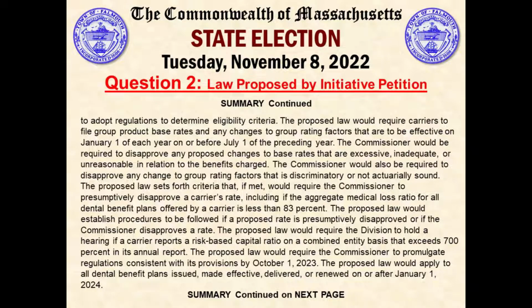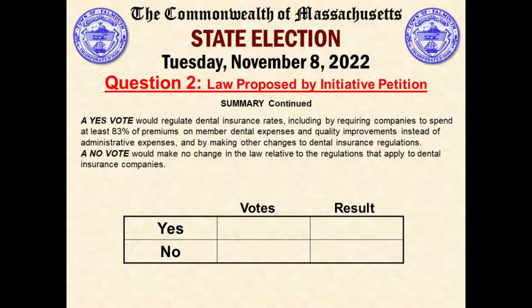The proposed law would require the Commissioner to promulgate regulations consistent with its provisions by October 1st, 2023. The proposed law would apply to all dental benefit plans issued, made effective, delivered, or renewed on or after July 1st, 2024.